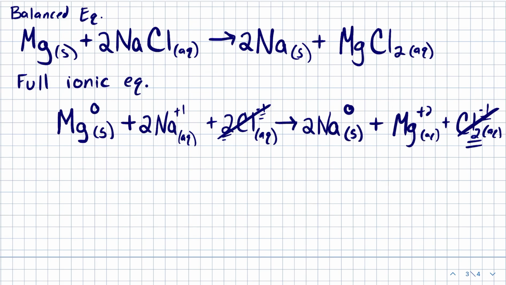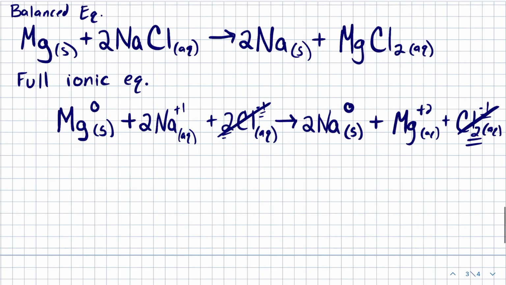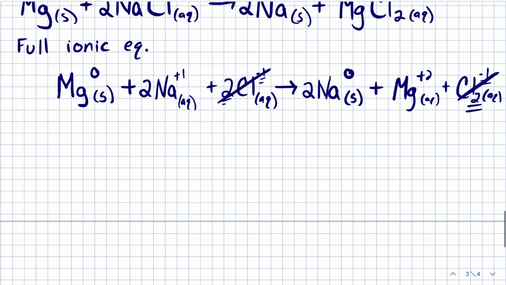So now, that's the only ion that's a spectator ion. That's the only ion that does not take part in the reaction itself. So, we're going to look at our net ionic equation. And on my net ionic equation, I'm going to rewrite my ions and neaten it up. I'm going to get rid of the ones that I crossed out.